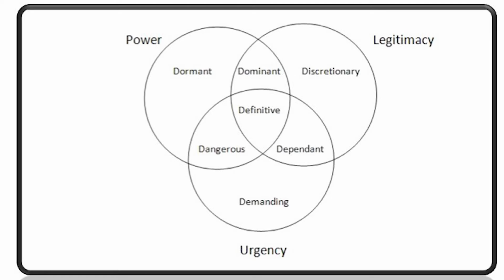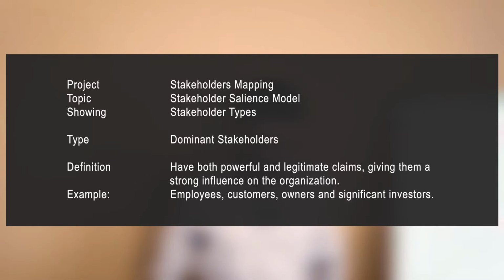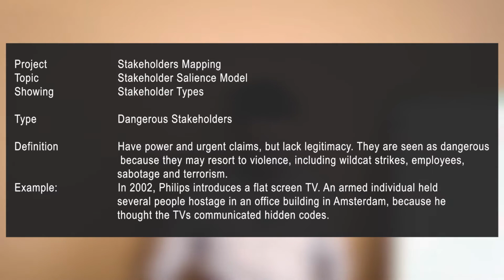The further groups are classified as expectant stakeholders and are groups who have two attributes. The dominant stakeholders have both powerful and legitimate claims, giving them a strong influence on the organization. For example, the employees, the customers, the owners, and significant investors. The dangerous stakeholders have power and urgent claims but do not have legitimacy, so they are seen as dangerous because they may resort to violence, including wildcat strikes, sabotage, and terrorism.